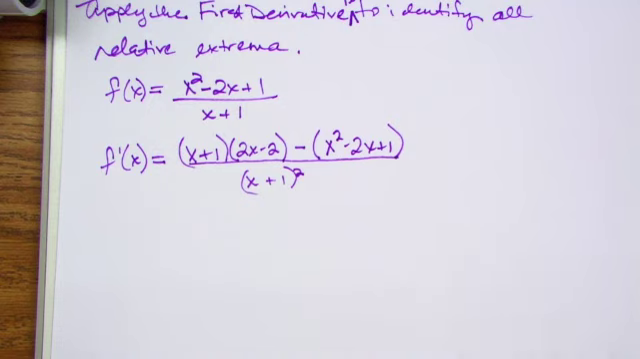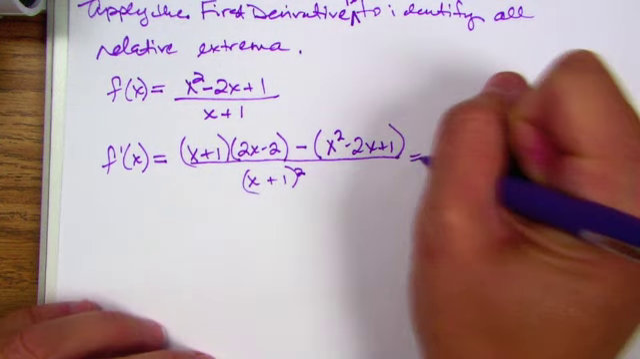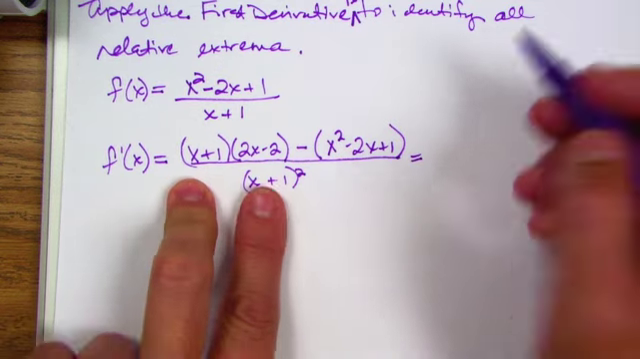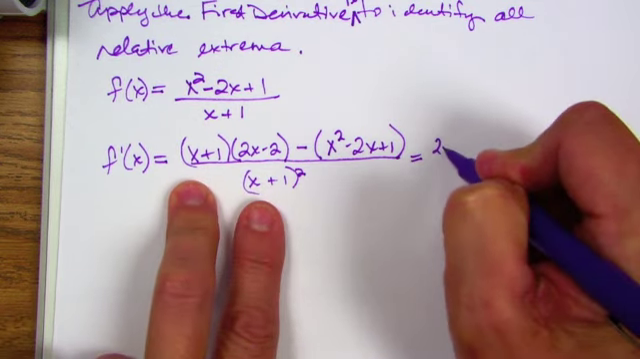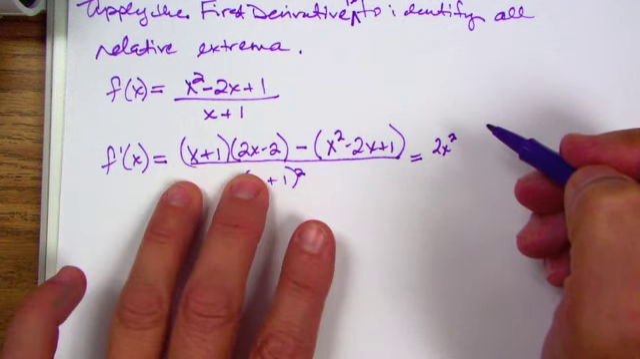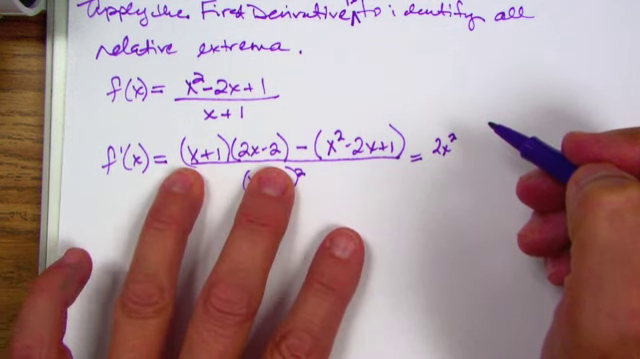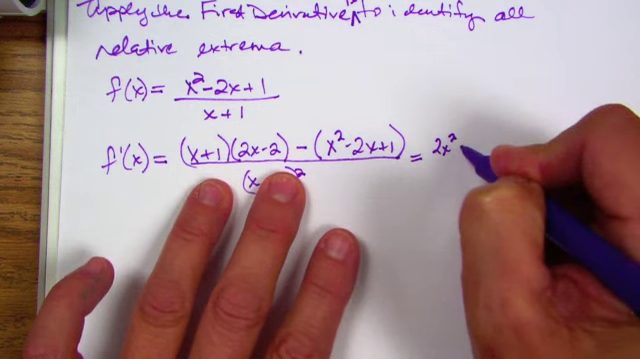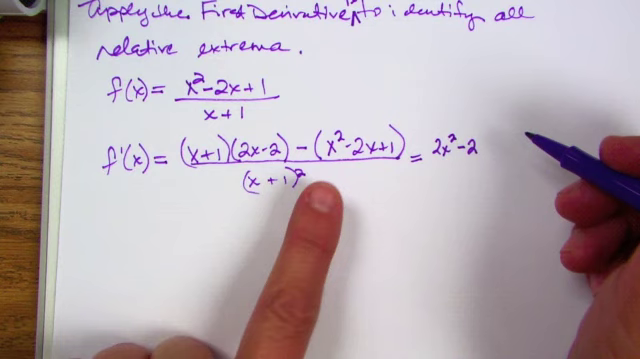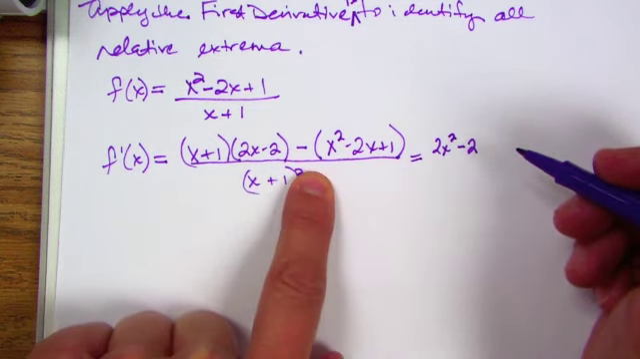Okay, 2x squared. My inner term is 2x. My outer term is minus 2x. So that goes away, right? So 2x squared minus 2. And then I have to do what with this? So minus x squared plus 2x minus 1 all over x plus 1 squared.